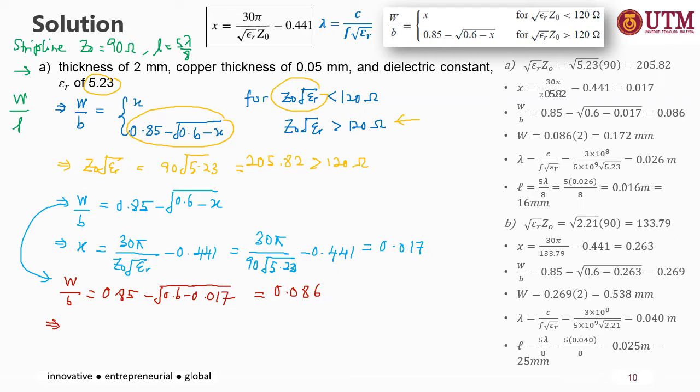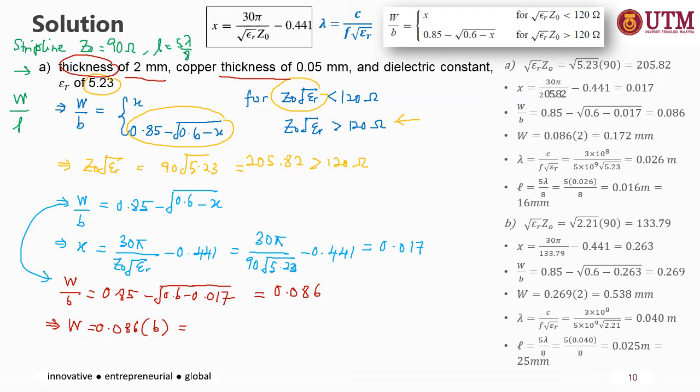Okay, so now to get the W, the W will be equal to 0.086 multiplied by your B, or the thickness of the structure. So you have two thicknesses in the question: the thickness of the structure, 2 mm, or the copper thickness. So B or H is equal to the thickness of the structure. The copper thickness is basically the thickness of the strip line, I mean the metal strip. But this thickness is basically for the whole structure.